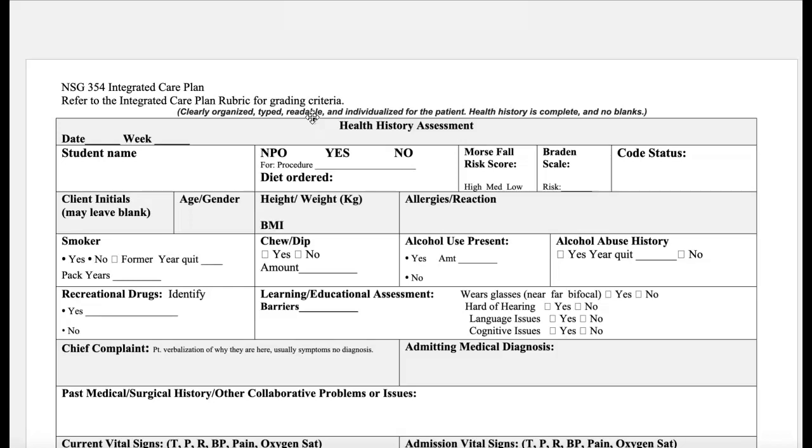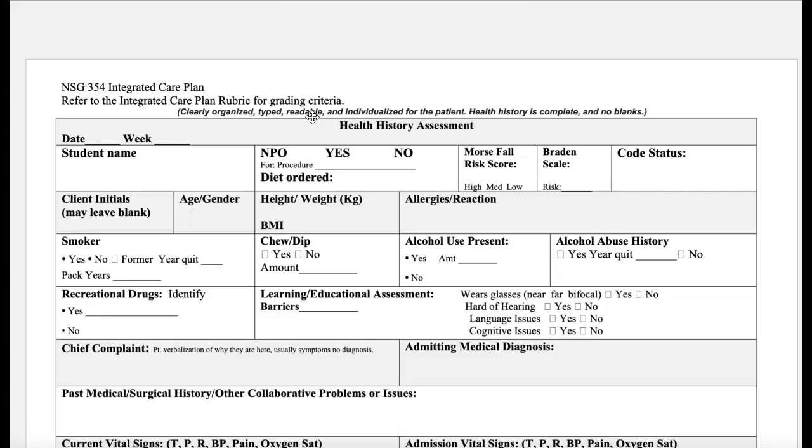Make sure that you turn it in within a week of the time that you take care of the patient. If it's late, the maximum amount of points you can get is 73 points, and any deductions will come off from that 73 points. And really, I don't want to see somebody start out with that.